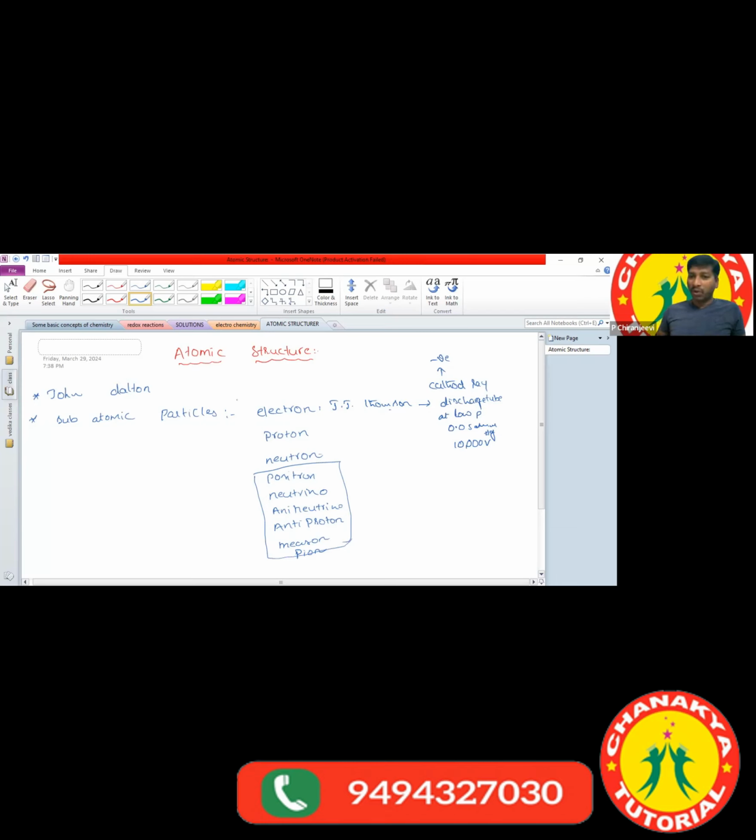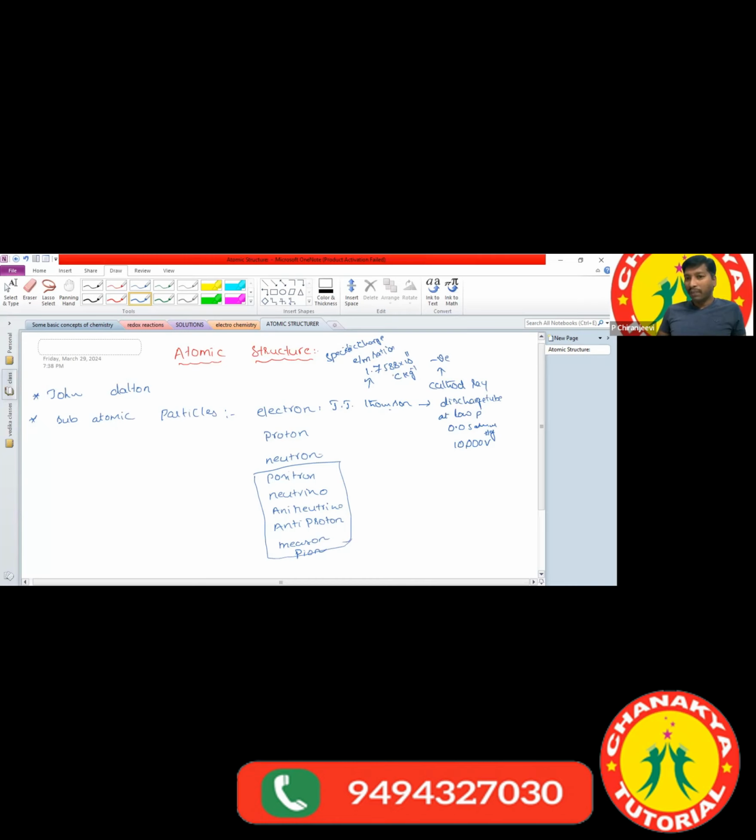Here J.J. Thomson discovered the specific charge of the electron. What is specific charge? The e by m ratio. J.J. Thomson calculated the e by m ratio of the electron. What is the specific charge of the electron? 1.7588 into 10 power 11 coulomb per kg, that is, coulomb kg inverse.